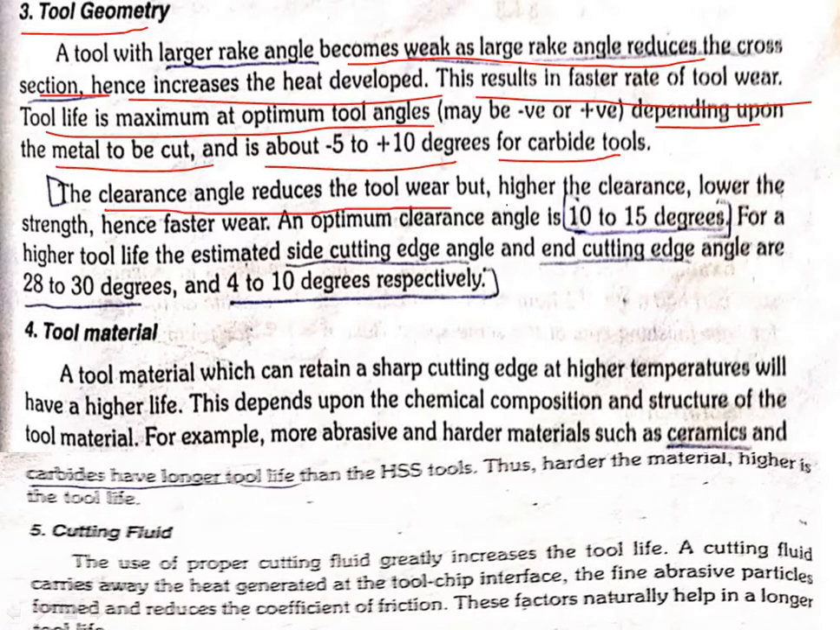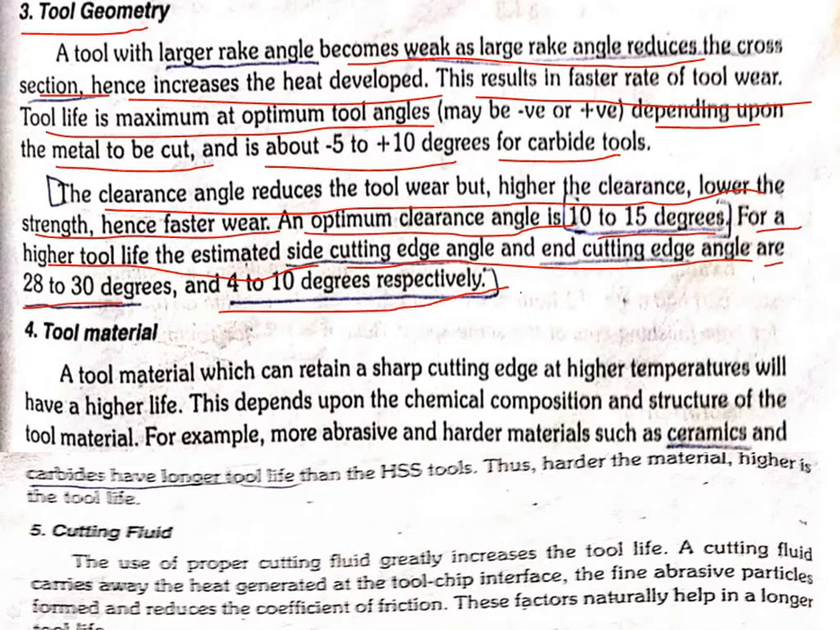The clearance angle reduces the tool wear, but the higher the clearance, the lower the strength, hence faster wear. An optimum clearance angle is 10 to 15 degrees. For a higher tool life, it is estimated the side cutting edge angle and end cutting edge angle are 28 to 30 degrees and 4 to 10 degrees respectively. Next comes tool material.